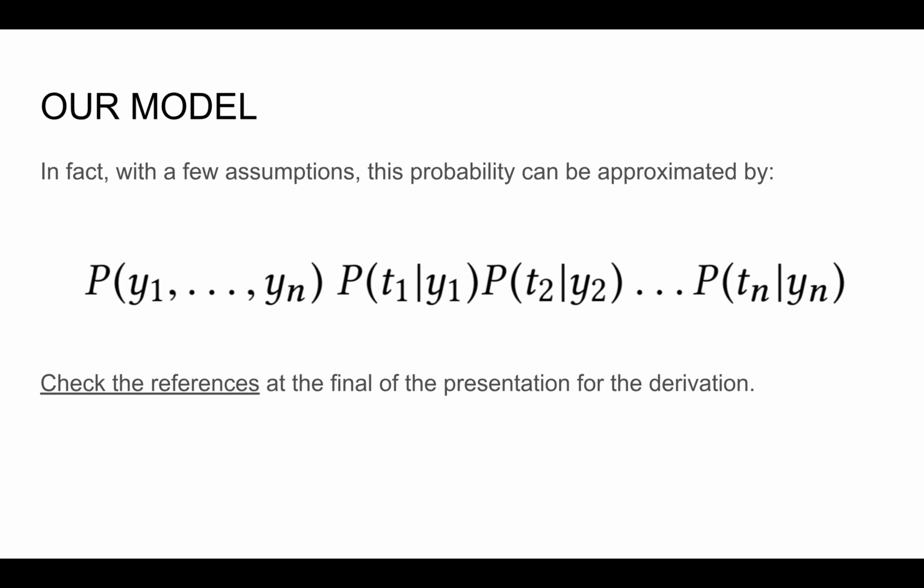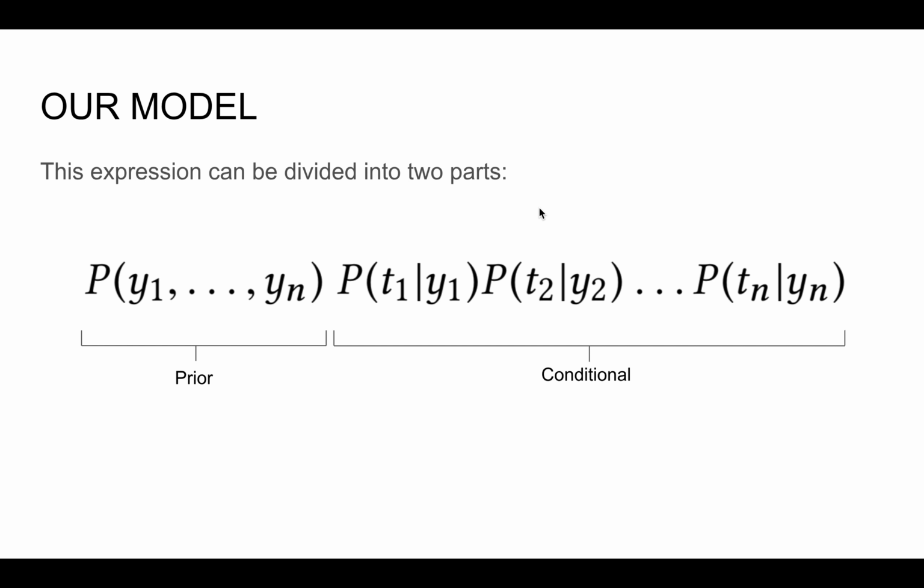In fact, with just a few assumptions, this probability can be approximated by the expression below. Check the references at the end of the presentation for the derivation of this formula. This expression can be divided into two parts: the prior probabilities and the conditional probabilities.